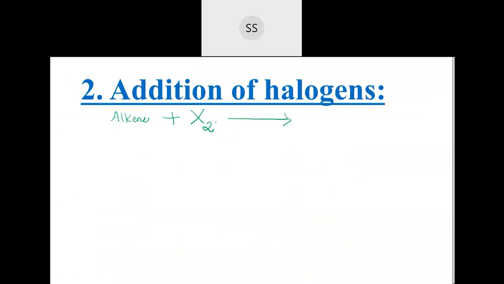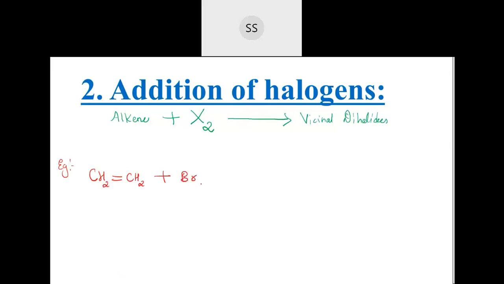When they react with each other, what do they form? They form vicinal dihalides. You will understand with the reaction. I am taking an alkene now, one alkene, ethene. As an example, ethene, that is CH2=CH2, when made to react with bromine.